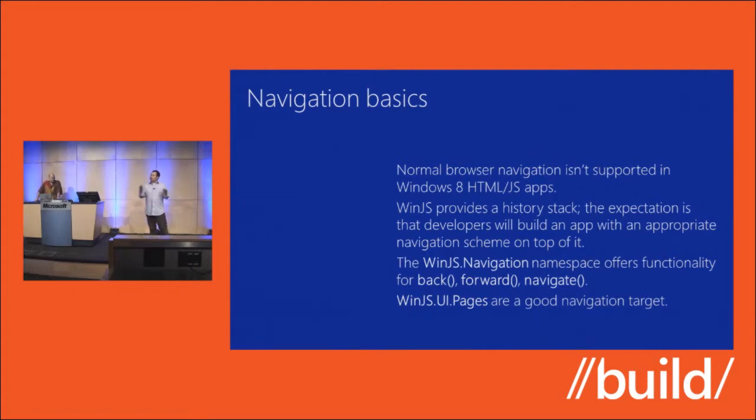Inside of an app, we don't have that built in. Apps are meant to be self-contained little entities, and they have the ability to communicate with other apps through these contracts, like the protocol handler we saw before. But we do believe people still want to build apps that have these navigation concepts. And you can see that in a lot of the apps that are in the box, things like the Photos app. And so normal browser navigation isn't supported, or it isn't our recommended way of doing navigation in Win8 apps.